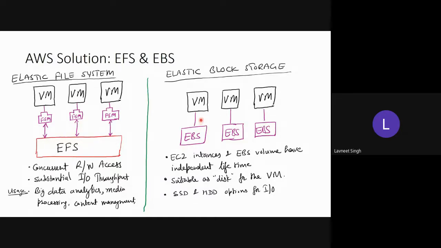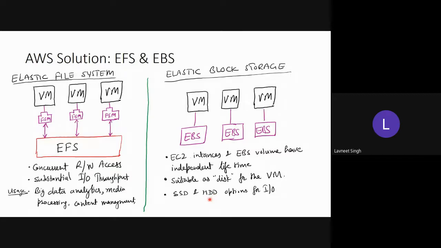The solution was to attach a separate service providing disk. The disk is a separate service. Attach that service to the VM, and then this becomes permanent or persistent. So the disk that comes within EC2 and the EBS, they are two different things. So that should be clear. And their lifetime is independent, right? So this is suitable as a disk for the VM, and it has got SSD and HDD options for the IO. So as you can see, you can opt for your disk or EBS being HDD based or SSD based, solid state disk or hard disk drive.